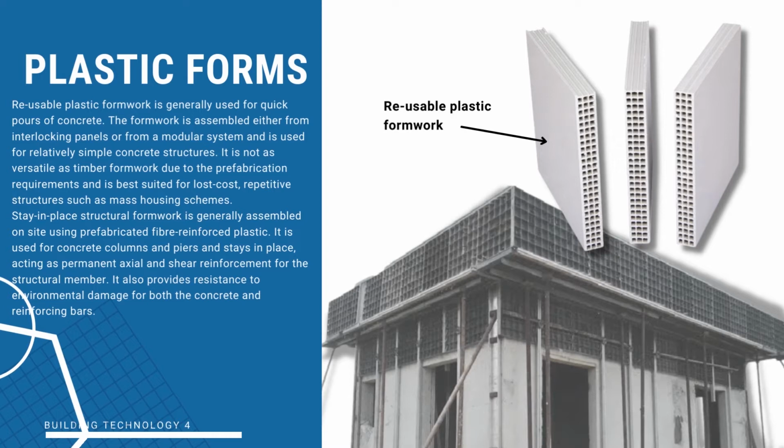Stay-in-place structural formworks is generally assembled on site using prefabricated fiber reinforced plastic. It is used for concrete columns and piers and stays in place, acting as permanent axial and shear reinforcement for the structural member. It also provides resistance to environmental damage for both concrete and reinforced bar. These are the advantages of using plastic forms: waterproof, lightweight, high workability, cost saving, and high temperature resistance. And also, it can be used in the next construction, if the plastic forms are not yet needed in the next construction. Next slide.